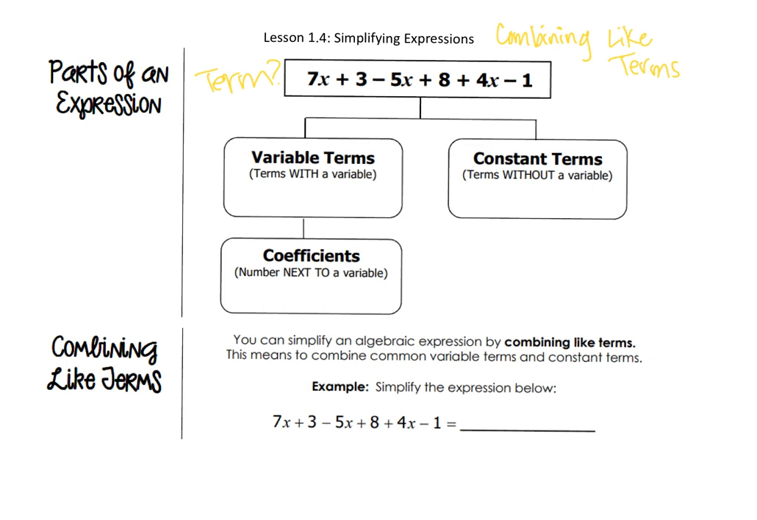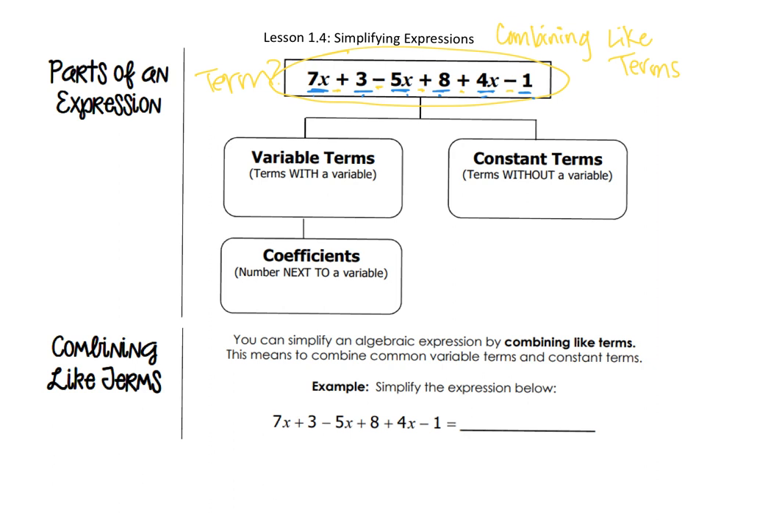So if you're looking at what we're starting with here at the top, I'm going to circle this. We have a whole bunch of terms up here. 7x is a term, 3, 5x, 8, 4x, and 1 are all their own terms. I have 1, 2, 3, 4, 5, 6 terms up here. They are all separated by a plus or a minus sign. So a plus or a minus sign is what breaks apart our terms. It's how we leave one term and start a new one.